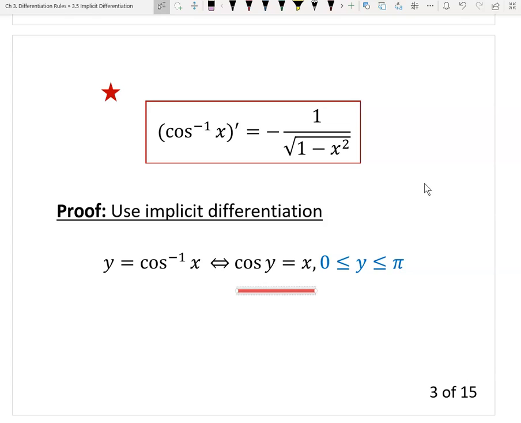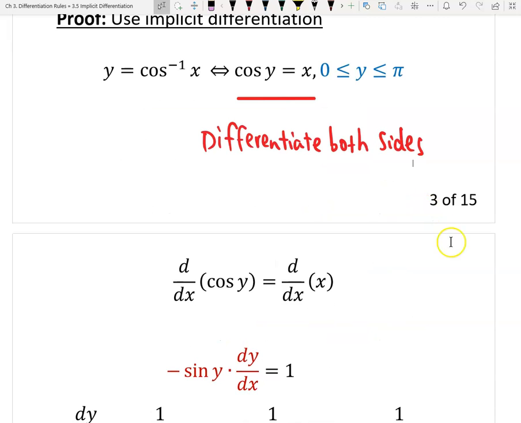This is an implicit equation. We need to differentiate both sides of this implicit equation, the same as we did from the last. So take a derivative of the left, take a derivative of the right. The right is 1, right? So the left now is the same.